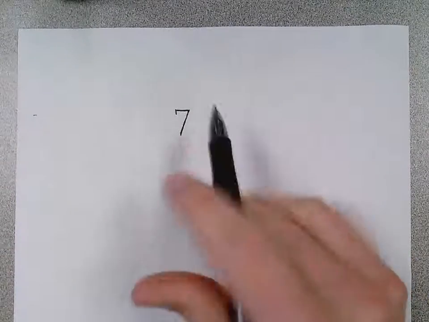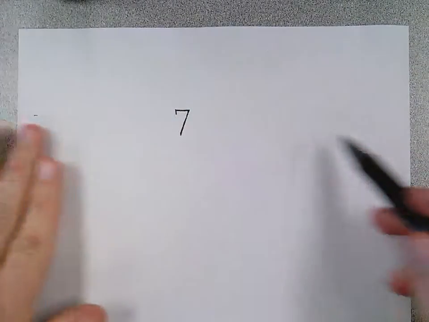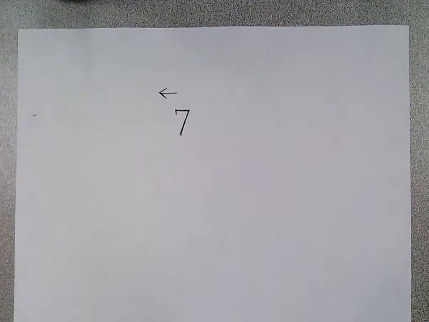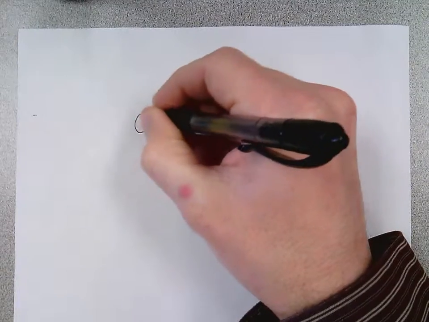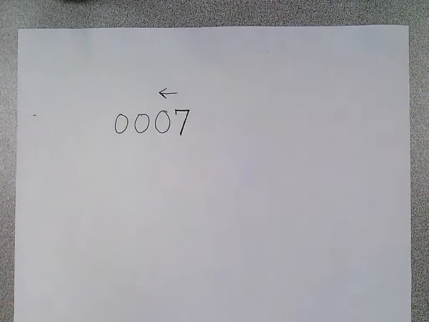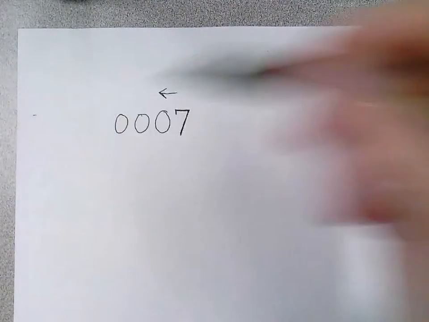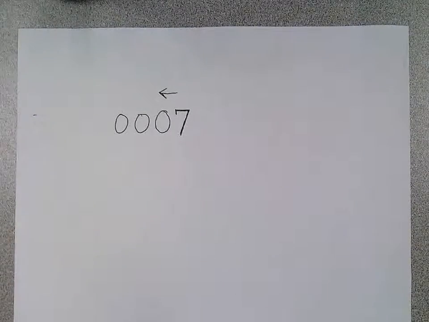Here I have the number 7 written. Now, 7 is the only digit that's visible, but not shown here is everything in front of the 7. In front of the 7, there's actually zeros that go on forever, for an infinite amount. So I could draw zeros in front of that number 7, and they can go on forever.